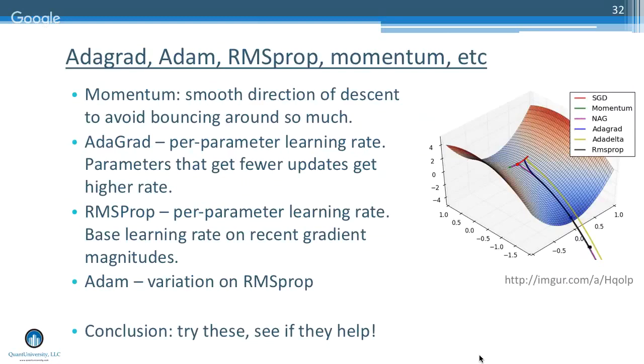You can see the red one is just vanilla stochastic gradient descent, and it basically just sits there, going back and forth in the saddle point. Some of the others realize, oh, in this direction not much is happening, let me go faster.